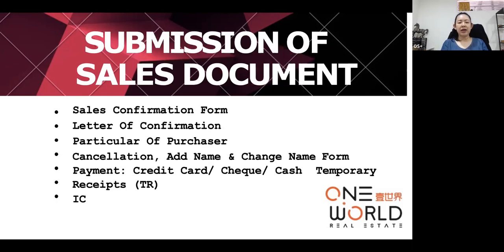All right. So then after that, submission of the sales document to the developer. Always remember after you have done the sales confirmation form, letter of confirmation, particulars of purchaser.